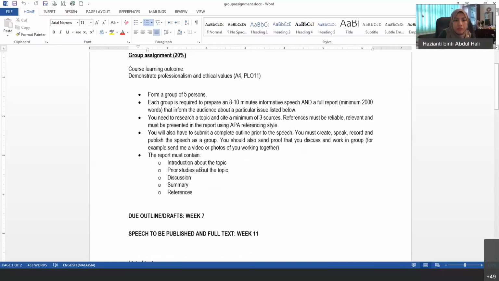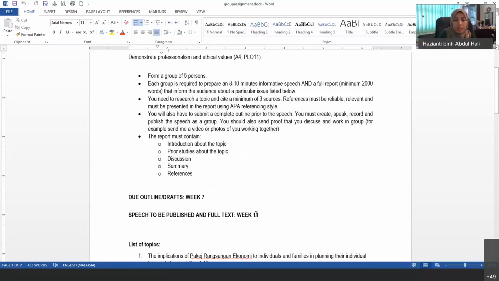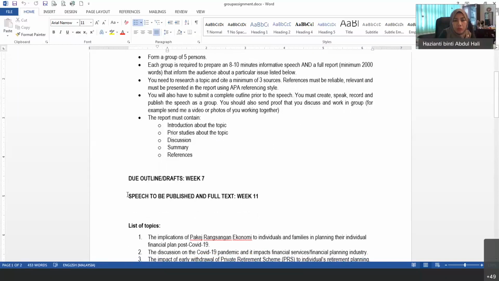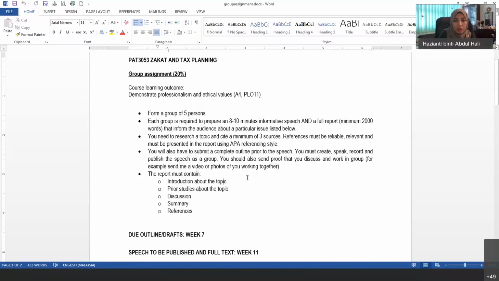And this is the format of the report: the introduction, prior studies about the topic, discussion, summary, and references. So you need to give me the outline or the draft of your speech in week 7. So remember, you have 2 things to do. One is the speech video, another one is a full report. Full report will be submitted later. So the speech is to be published in week 11, and you have to publish your speech on YouTube later. I'll go through the detail with you later, but this is basically what you have to do.